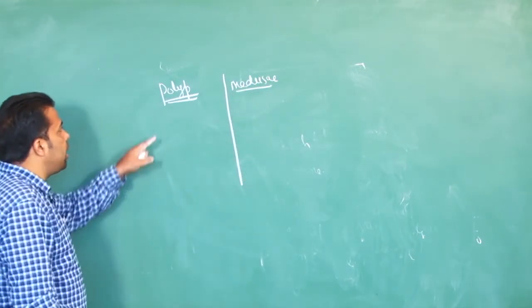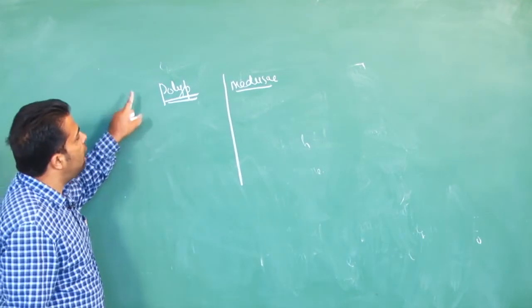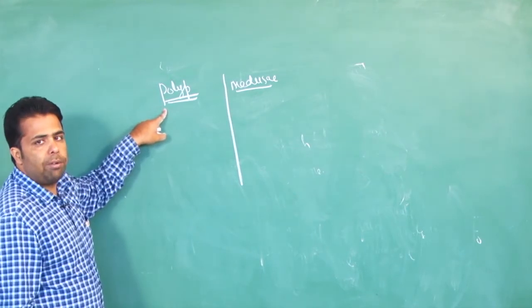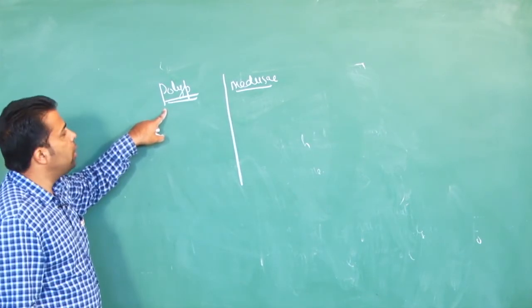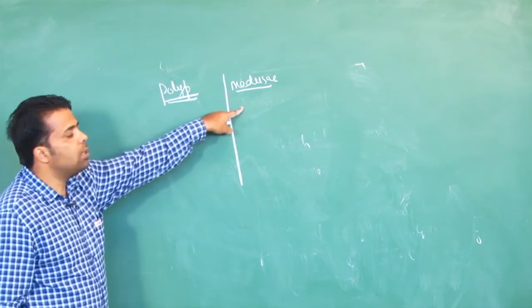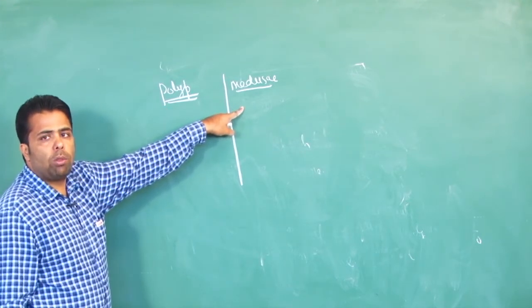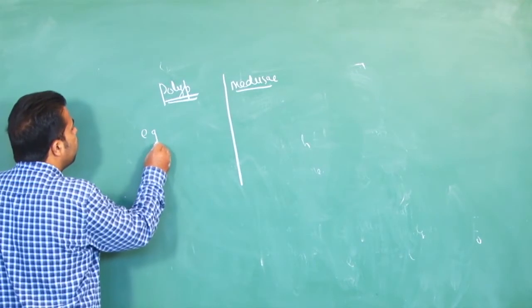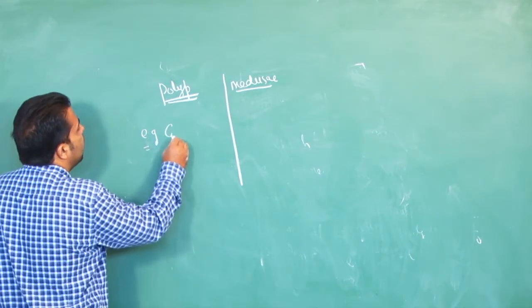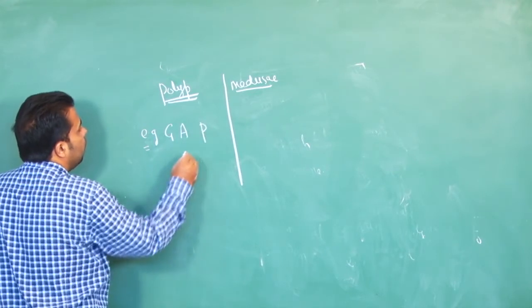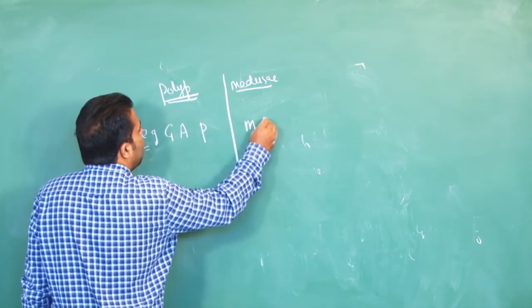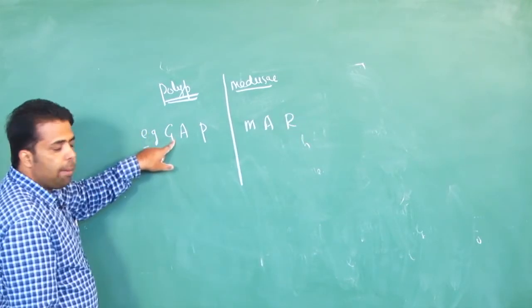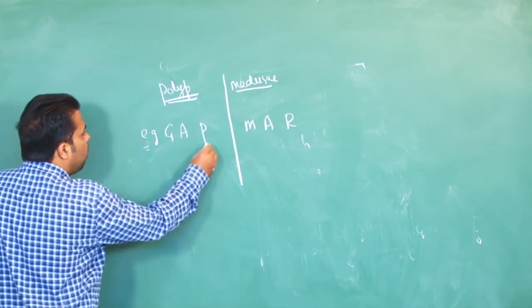The Coelenterata are represented either by polyps or by medusae. As I said, the polyp is cylindrical, sessile, and the mouth and tentacles are facing upwards. The medusa is umbrella shaped, free swimming, and the mouth and tentacles are facing downwards. So I will give some examples here. We can remember it like this, GAP, and we can write here MAR.